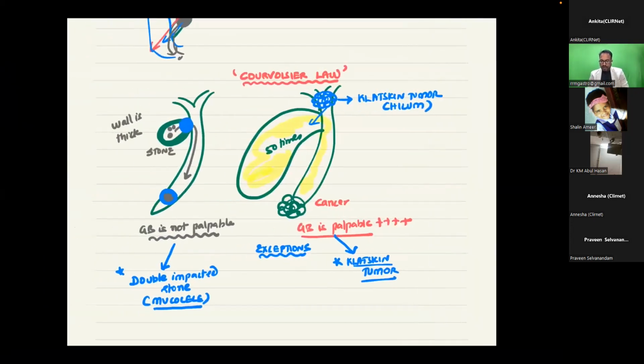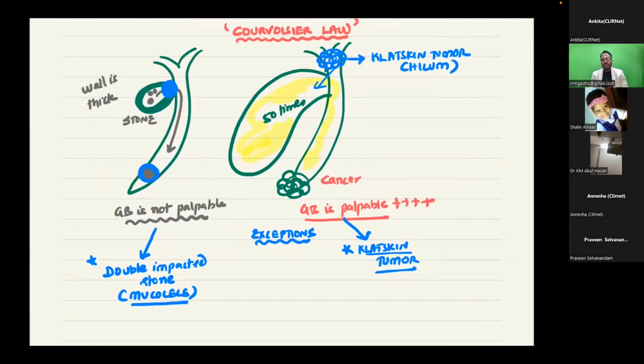So what is Courvoisier law? What is the exception and what is the non-exception? Please remember: Courvoisier law says if it is stone, the gallbladder is not palpable; if it is cancer, the gallbladder is palpable. Telling this, Courvoisier died. And after a few years, people found out two exceptional causes: one is a double impacted stone causing mucocele, and the other is Klatskin tumor causing no palpable gallbladder.